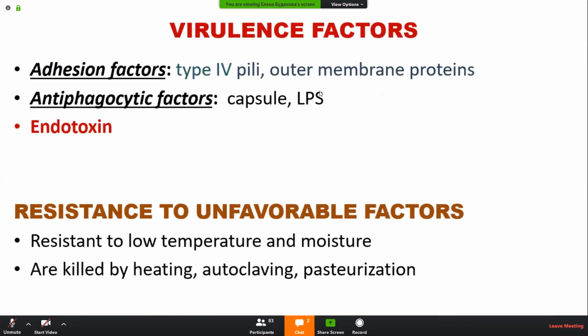Well, virulence factors, not many. You can see adhesion factors, type 4 pili and outer membrane proteins responsible for attachment. They survive phagocytosis, so they have a capsule for these purposes, and lipopolysaccharide. And as they're gram-negative, they possess endotoxin.